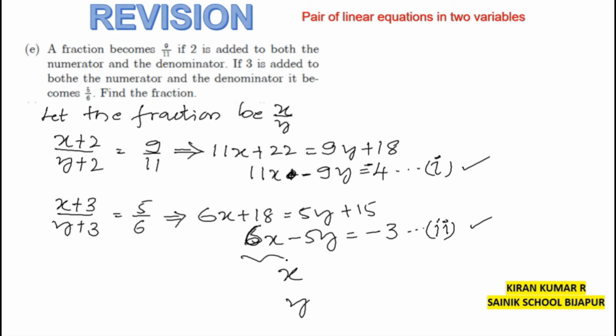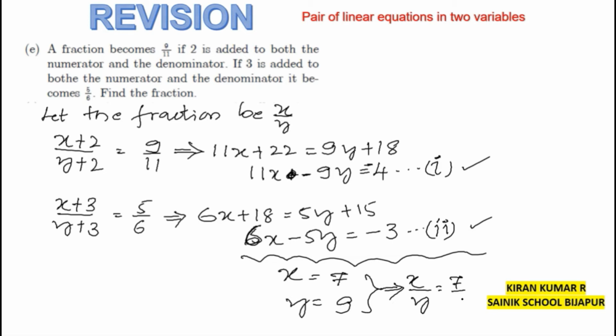I want you to solve these two equations. We will be getting x value as 7 and y value as 9. Therefore, the fraction x by y is 7 by 9. Please solve this. You may get 7 by 9.